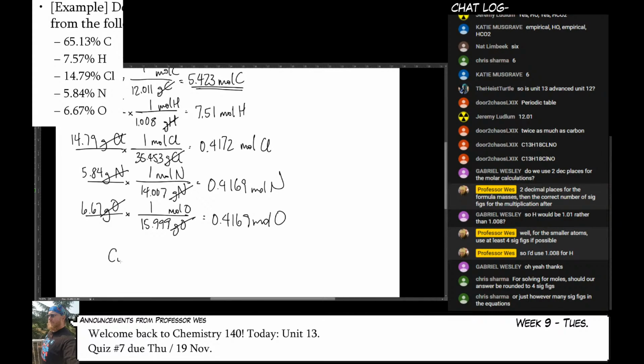So I got C 5.423, H 7.51, Cl 0.4172, N 0.4169, O 0.4169. I'm going to then divide by the smallest number, which would be one of these two. That should be a 0 there.